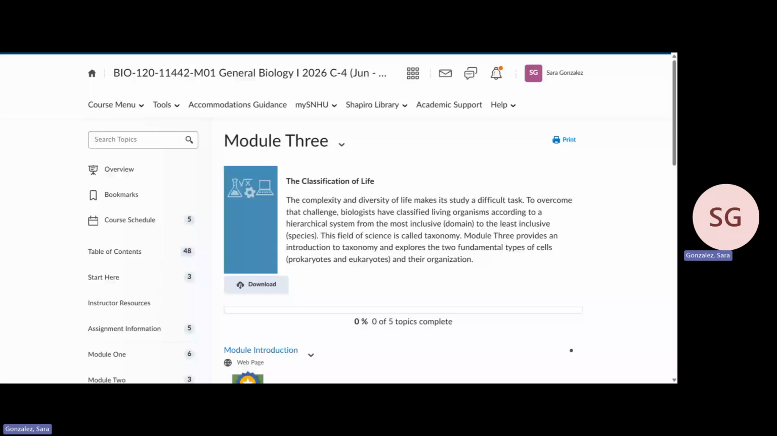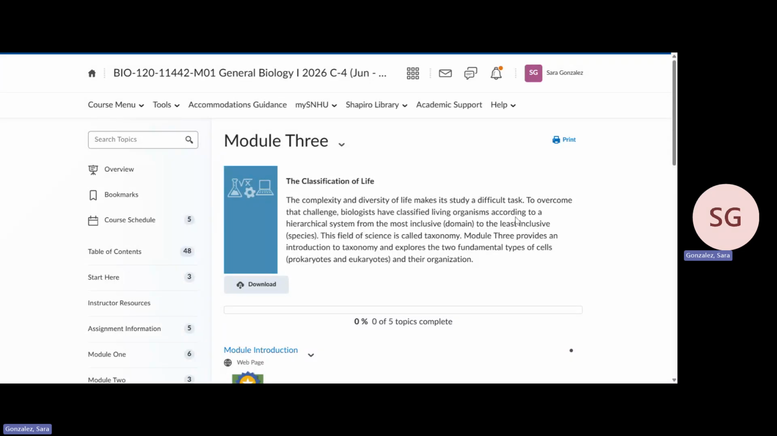Let's go ahead and get started as to what to expect or what is due for this week in Module 3. So hopefully you can see my screen here. Module 3 is going to look at, last week we looked at biodiversity, so we're going to build a little bit more on that in terms of how we classify life. We use taxonomy, inclusion of species and genus, and these are things that you may have heard of before.